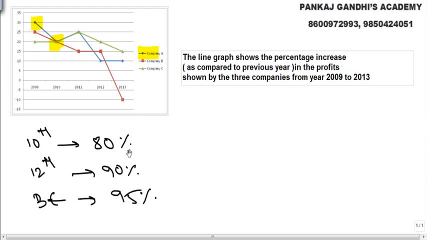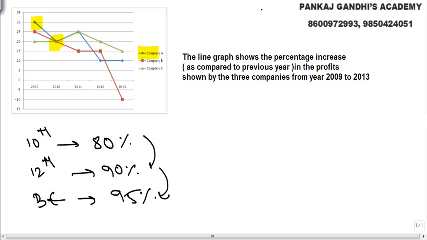Growth is there, but growth slow हो रहा है. समझ में आ रहा है? Increase अभी भी है, ग्रोथ थोड़ा स्लो हो रहा है. मीन्स हियर A का प्रॉफिट इंक्रीज बाय 30%.